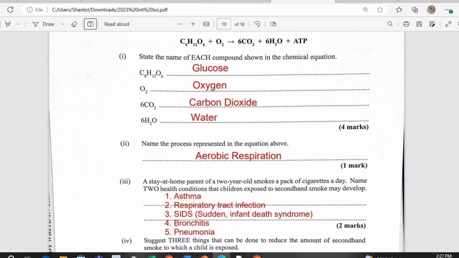Next part of the question says, suggest 3 things that can be done to reduce the amount of secondhand smoke to which a child is exposed.